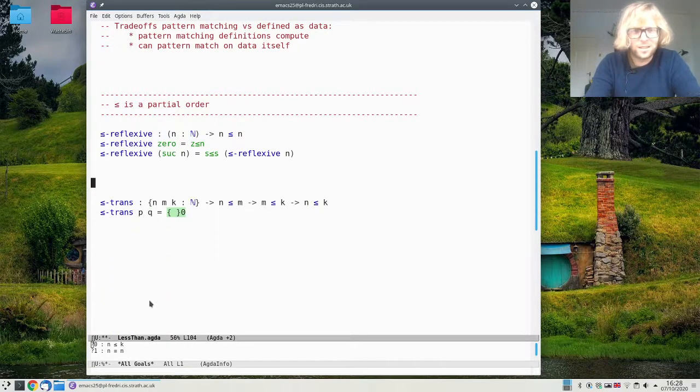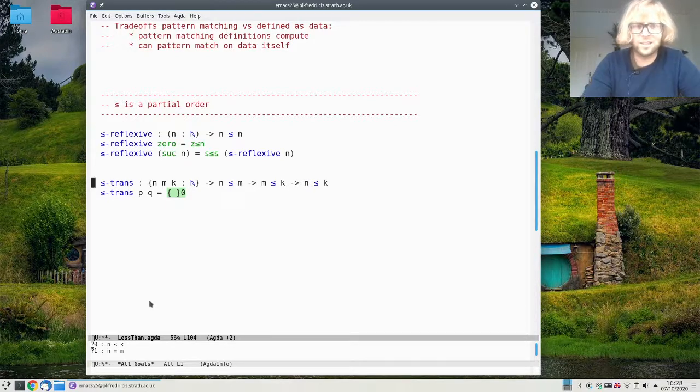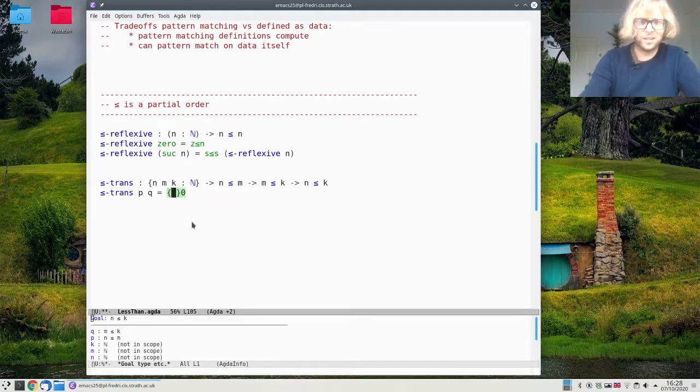Next on the agenda is to show that this relation is transitive. So if n is smaller than m, and if m is smaller than k, then n is smaller than k. Right. Okay, and here there's actually some choices, right? Because we have a proof p that n is smaller than m, and we have a proof q that m is smaller than k, and we have these n, m, and k, and a priori we could pattern match on any of these to make progress, right? And if we choose the wrong one, then we're going to have a bad time.